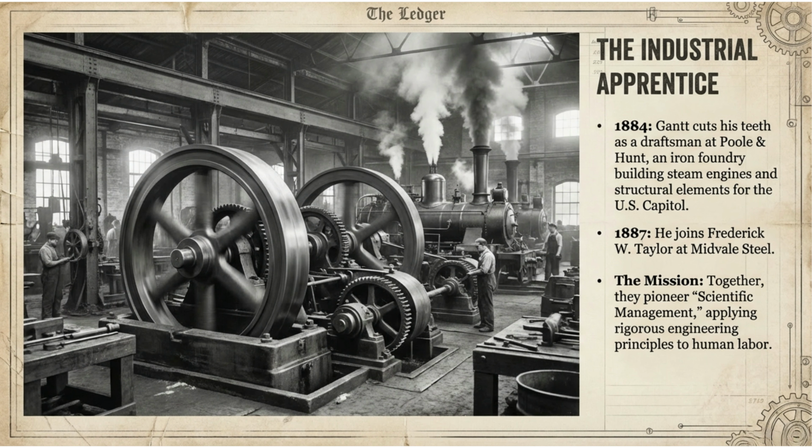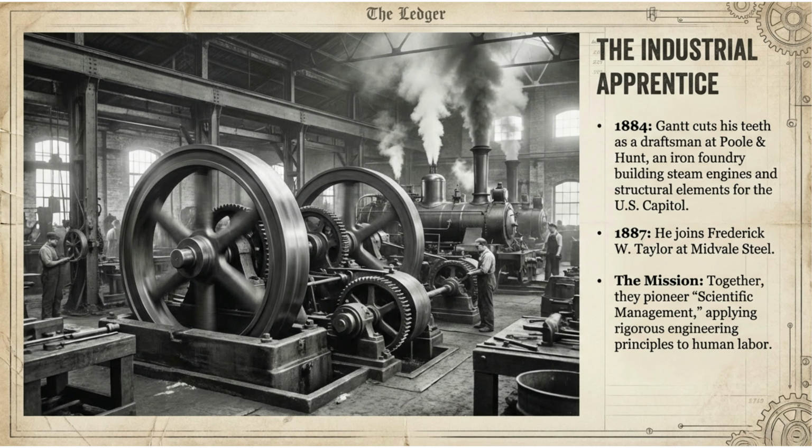Fast forward to 1884. Young Henry Gantt takes his first real job as a draftsman at a place called Poole and Hunt, an iron foundry that built steam engines and structural elements for the U.S. Capitol itself. Imagine that. His very first gig involved making parts for the seat of American government. Not bad for a kid who used to wake up at dawn to muck out stables.